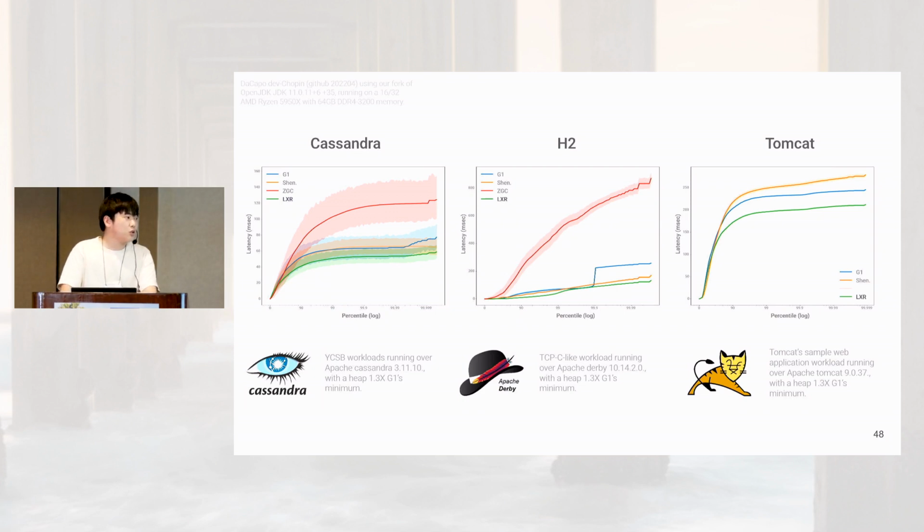Same as Lucene, we do not report ZGC results for Tomcat because it also uses a relatively small heap size. And so it is obvious here that LXR has much better latency than all the other collectors for most of the cases, especially for Cassandra and Tomcat.